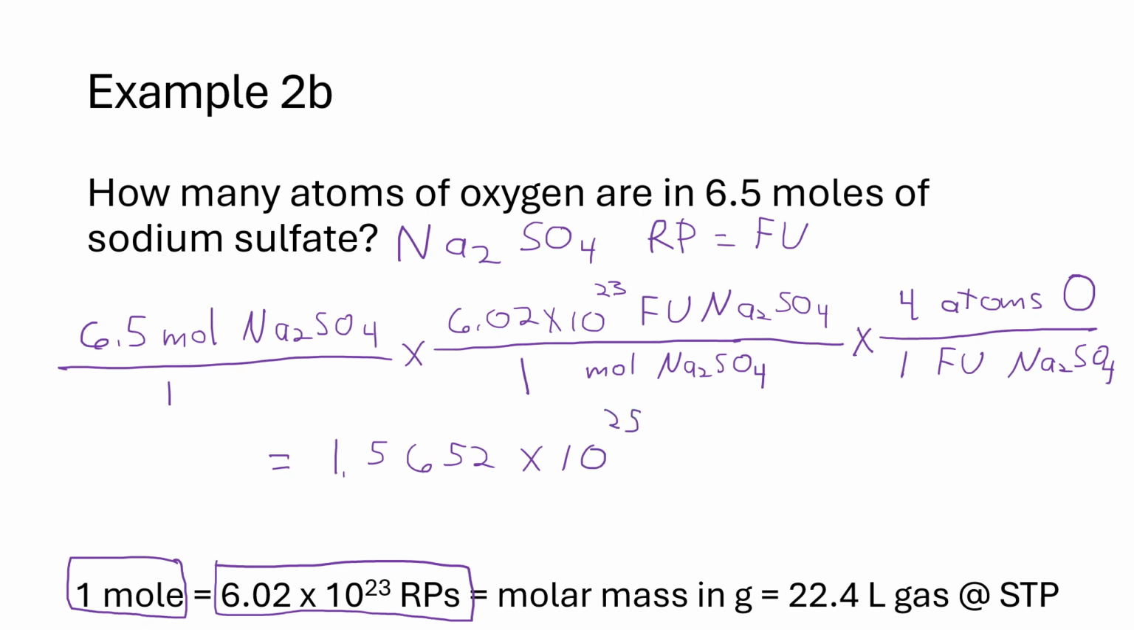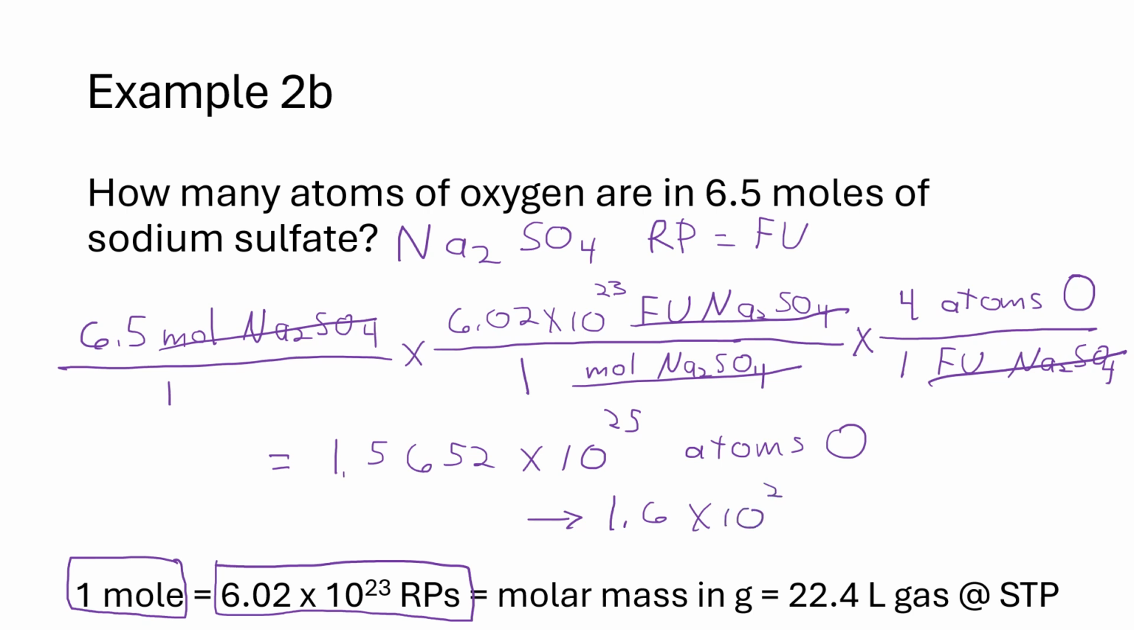In terms of units, the moles of sodium sulfate canceled out, and formula units of sodium sulfate canceled out as well. And so that's going to leave me with atoms of oxygen. In terms of sig figs, our initial number only had 2 sig figs, so we're going to round that to 1.6 times 10 to the 25th atoms of O.